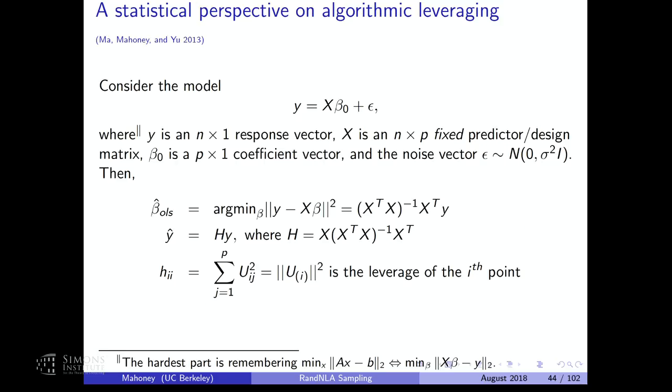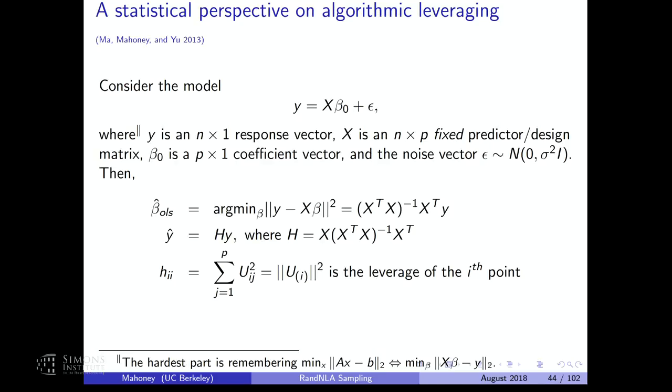Y hat is a projection matrix of y. So how does the hat relate to what we were talking about before? So this, what is this thing? Orthogonal projection onto the column space of X. So this is a complicated way to write an orthogonal projection onto the column space of X, right?